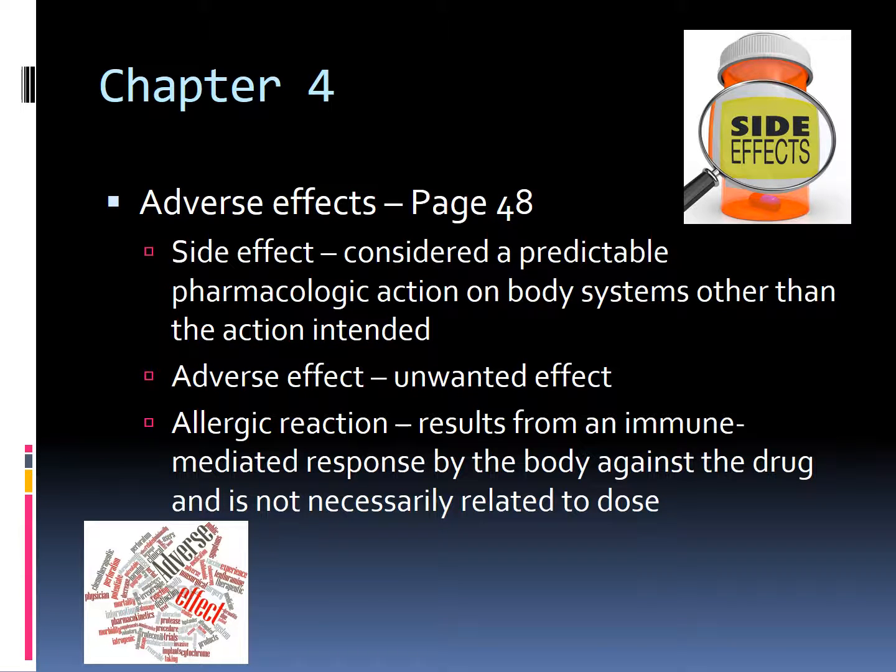Page 48 talks about adverse effects. I do want you to know the difference between a side effect, an adverse effect, and an allergic reaction. They are different, so make sure you know the differences between them. Again, I cannot stress enough how different drugs can interact with each other, so when you are getting your patient history before you inject anything or give a medication, it is very important that you know what the patient is taking, and that includes herbal substances as well, or anything over the counter.